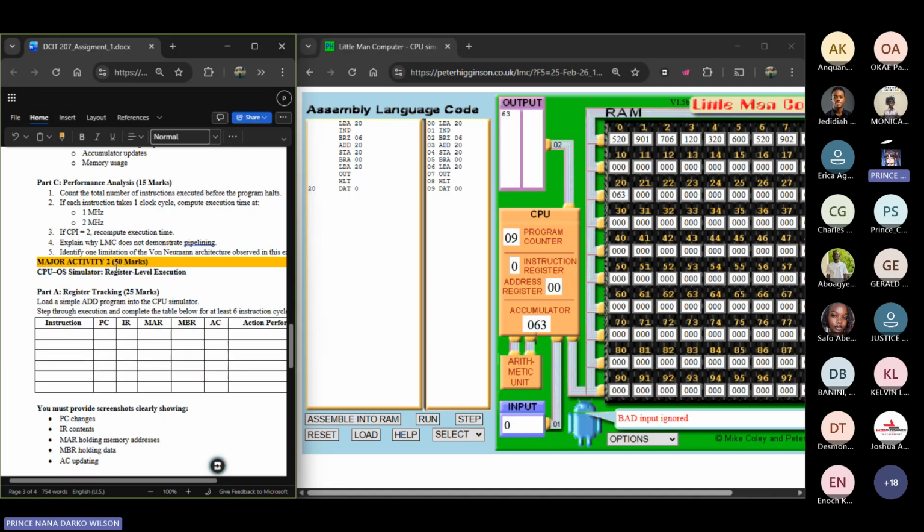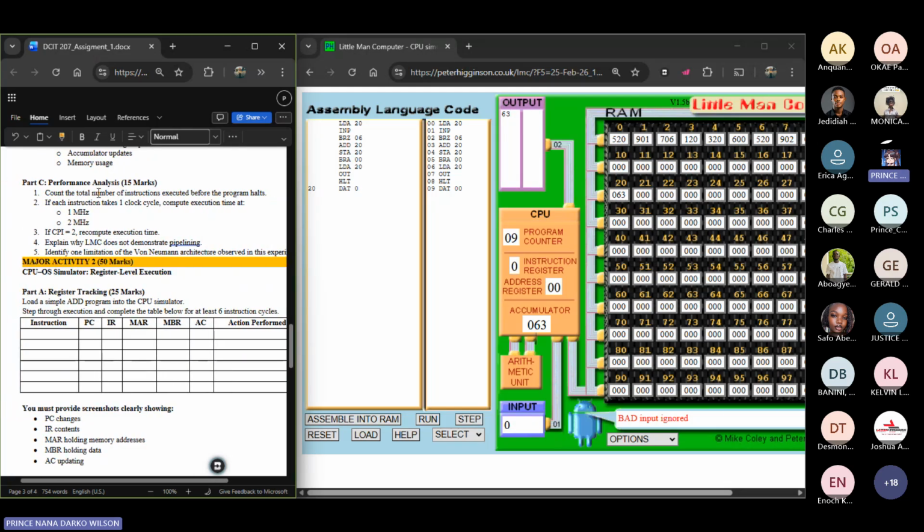So performance analysis, 15 marks. Count the total number of instructions executed before the program halts, and give an instruction count. How many instructions can you see? From 0 to 9, we have 10 instructions, right? So 10 instructions. Now it says if each instruction takes 1 clock cycle, compute the execution time at 1 megahertz. As for this one, I believe you know it, right? The man taught this in class, didn't he?